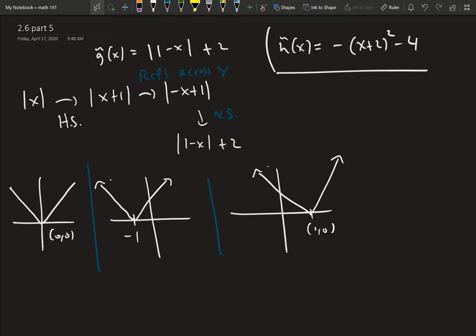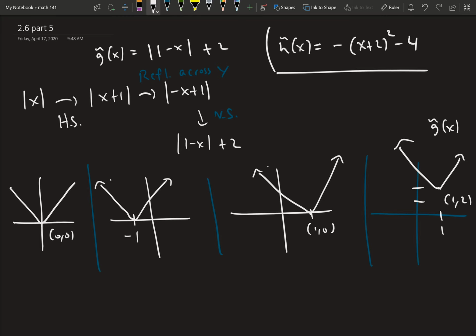And then we vertical shift up 1 unit. So then finally we go up by 2 units. So we're at 1, 0 becomes 1, and then 2 here. So we have the base point 1, 2, and this is the graph, the final graph of g tilde.